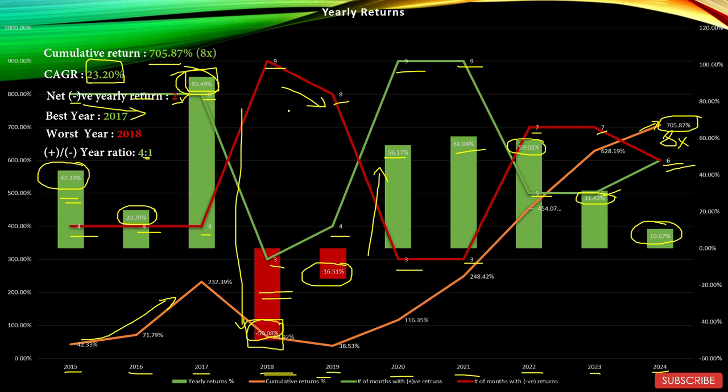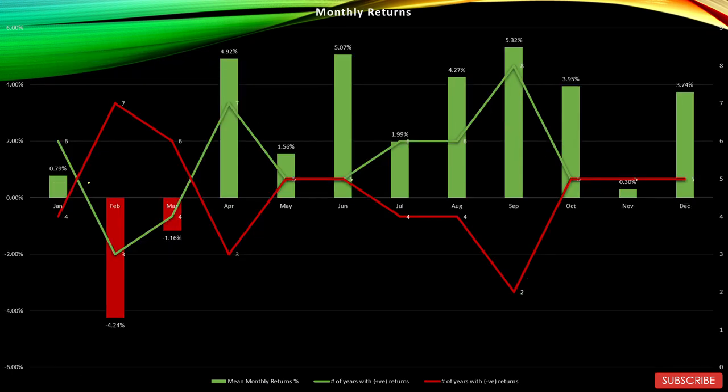Now let's move on to the monthly returns graph. So this is the monthly returns graph, and the green bars over here show the positive mean monthly returns. The red bar shows negative mean monthly returns. The green line shows number of years with positive returns, whereas the red line shows number of years with negative returns. Let's start with January.